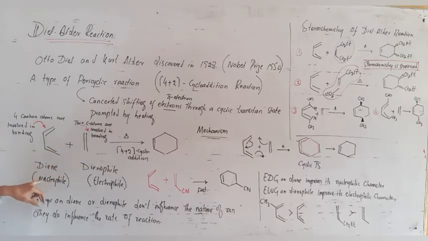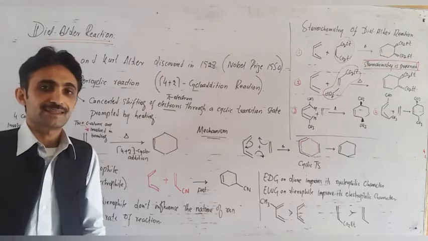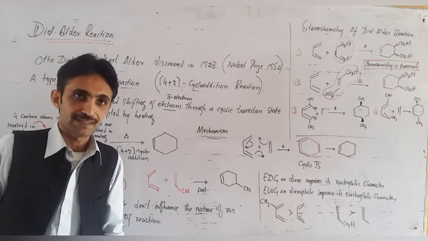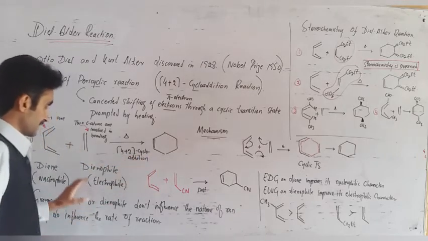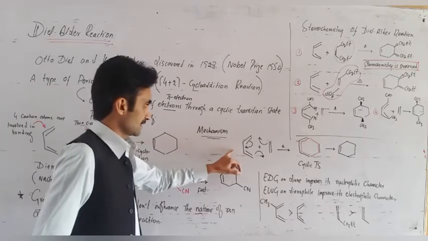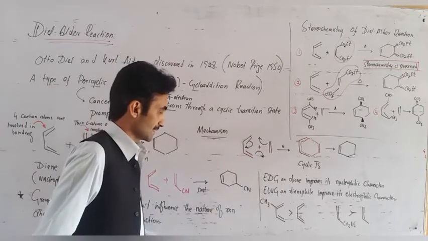The diene is basically of nucleophilic character, and the dienophile is of electrophilic character. This is a nucleophilic character and this is an electrophilic character. In other words, we can say that the Diels-Alder reaction is a type of nucleophilic and electrophilic reaction. So when both substrates are heated, it gives formation of the product. The mechanism is quite simple. We proceed through a cyclic transition state.